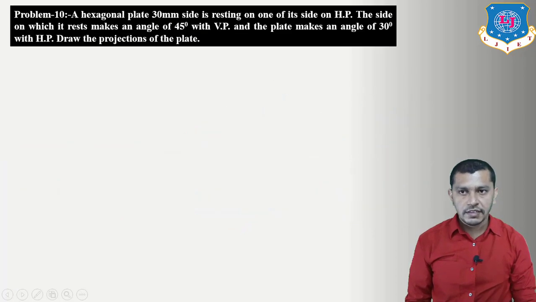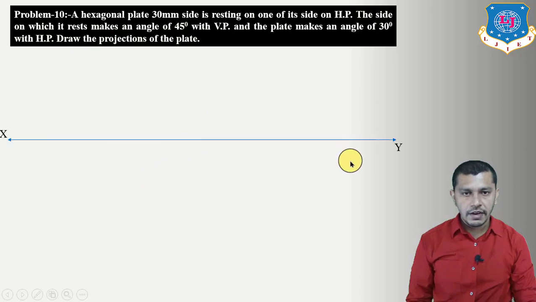Now let's move on to the next example. A hexagonal plate of 30 mm side is resting on one of its sides on HP. The side on which it rests makes an angle of 45 degree to VP, and the plate makes an angle of 30 degree to the horizontal plane. Draw its projections. So first of all, draw the XY reference line.